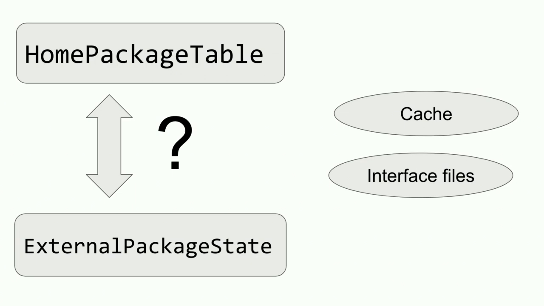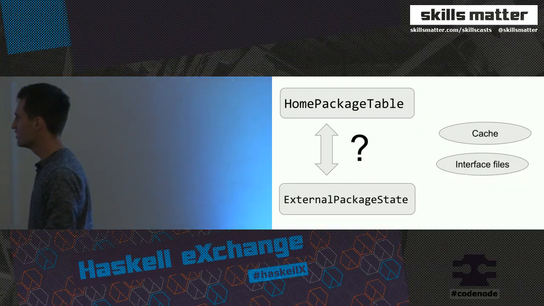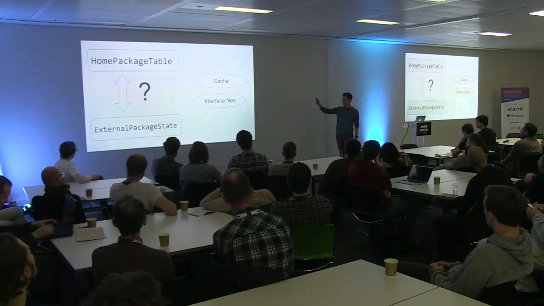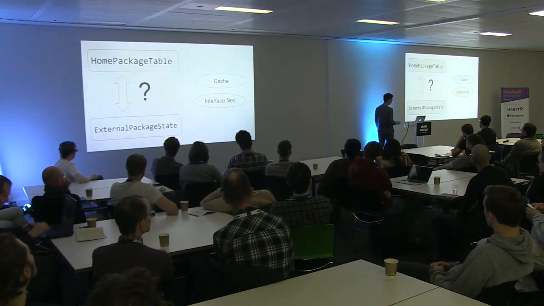One of them is the home package table. One of them is the external package state. The home package table stores interface files for things that we're currently compiling. So it's things in the Cabal library. An external package state contains interface files for things which are in external packages. So both these things potentially are a cache, and both of them contain interface files. So now I need to work out which one is the problem.